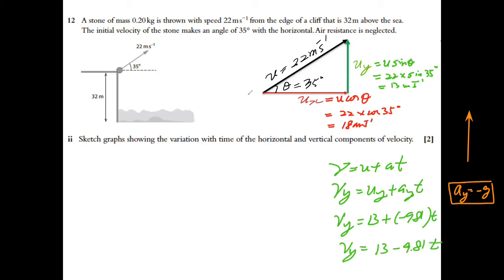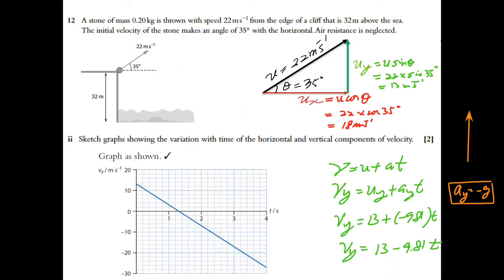This graph is a linear graph. Initial velocity is 13 and gradient is minus 9.81. And we can actually find the time taken here. At the maximum height, the vertical component of velocity becomes 0. 13 minus 9.81 t equals 0, so t equals 1.3 seconds.